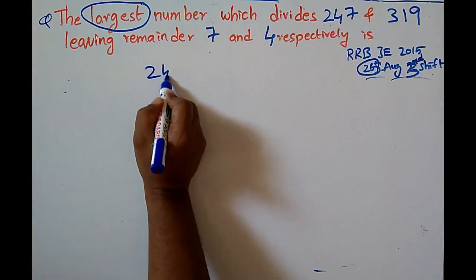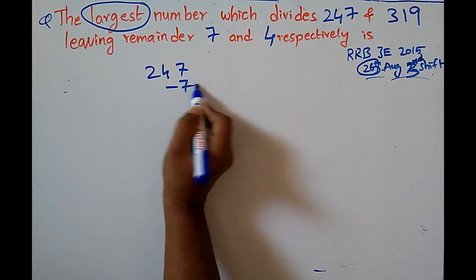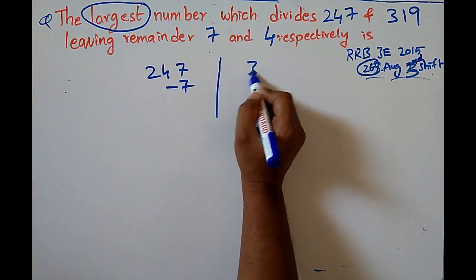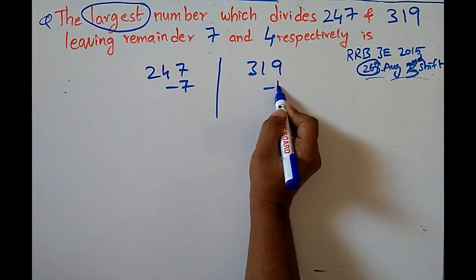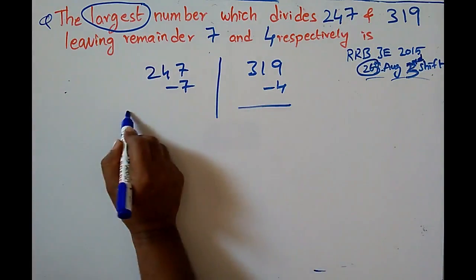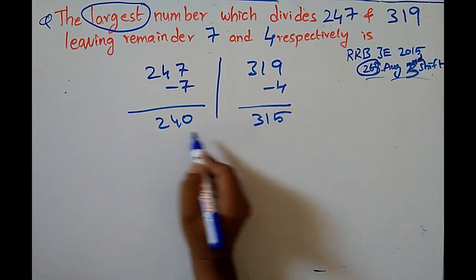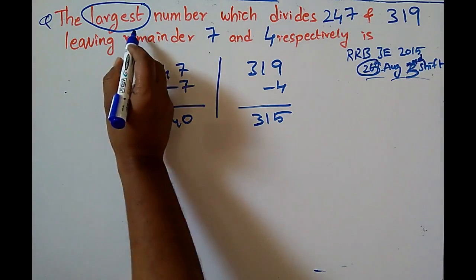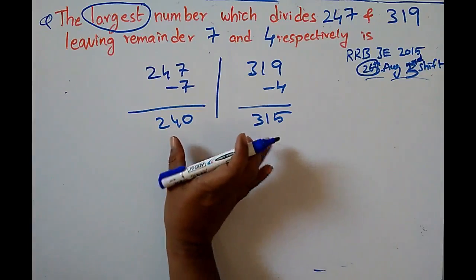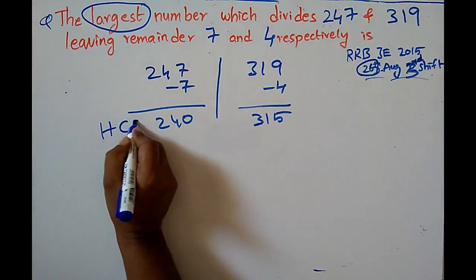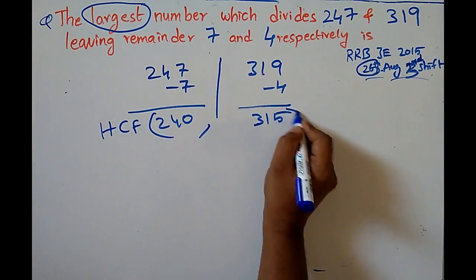So first of all, take the first number and subtract the remainder. Take the second number and also subtract the remainder. What you will get is 240 and 315. All we have to do is find the largest number which divides these numbers. So we will go for the HCF of 240 and 315.